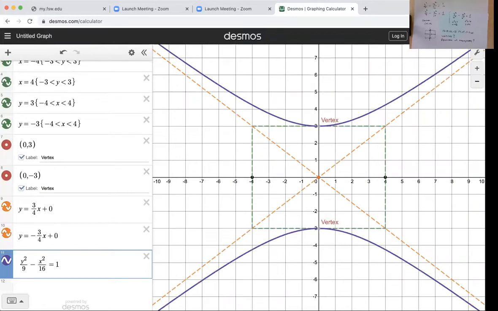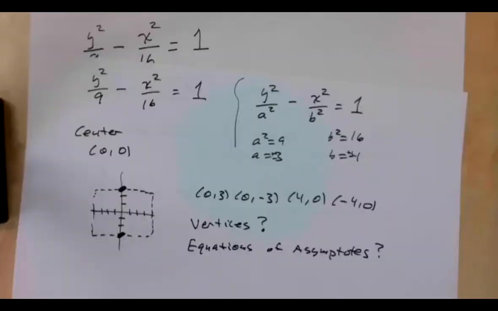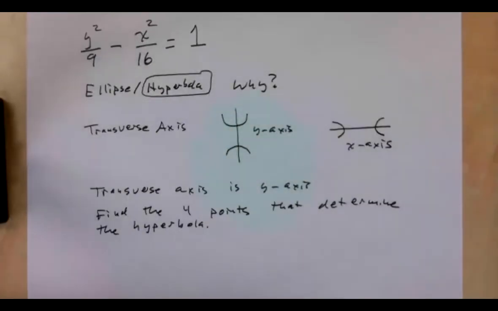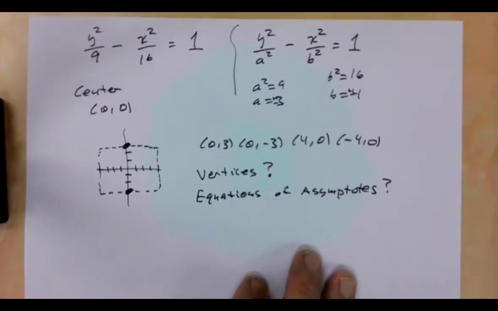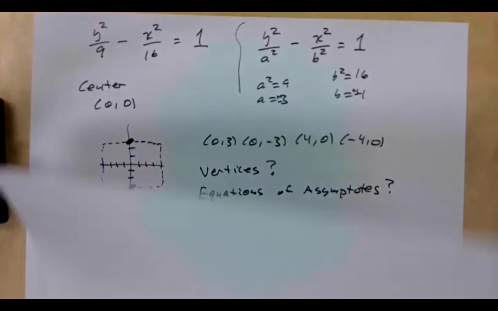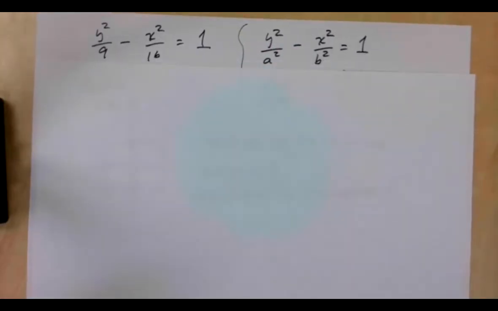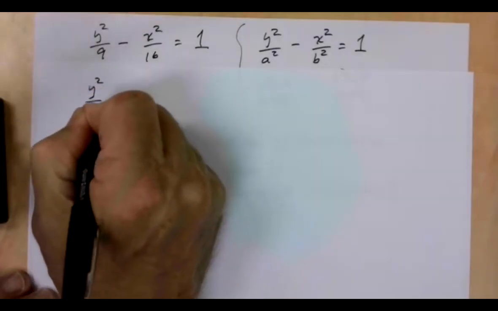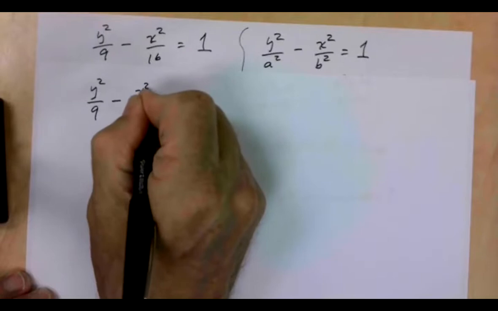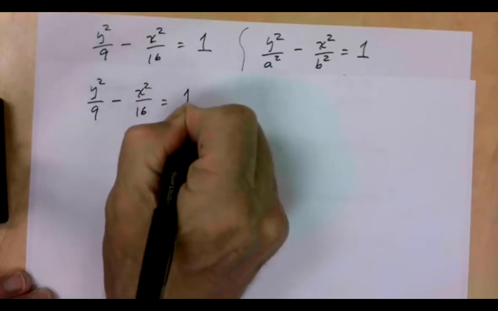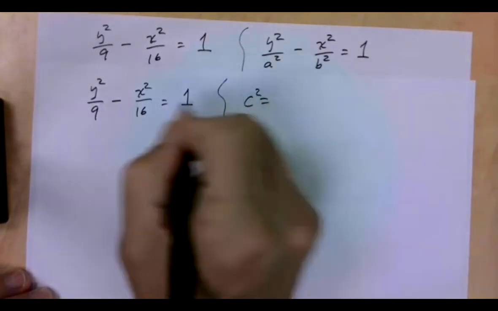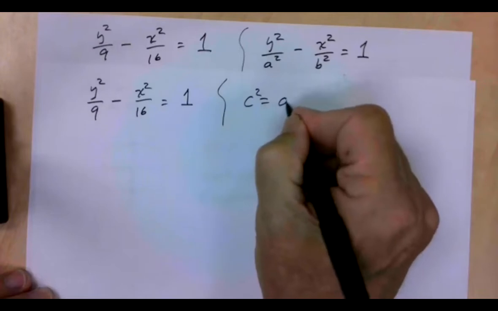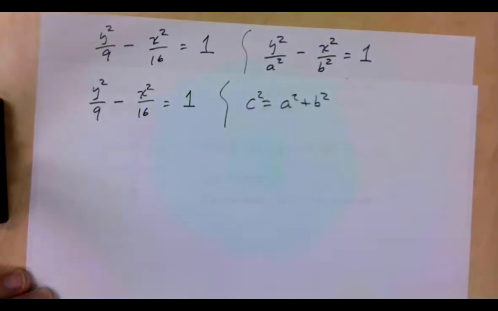Now, the next question I want to ask is, what are the foci? So what do we have as our original equation again? Y squared over 9 minus x squared over 16 is 1. And the thing to remember about finding a focus of a hyperbola, c squared is one of these numbers plus the other number. C squared is a squared plus b squared.